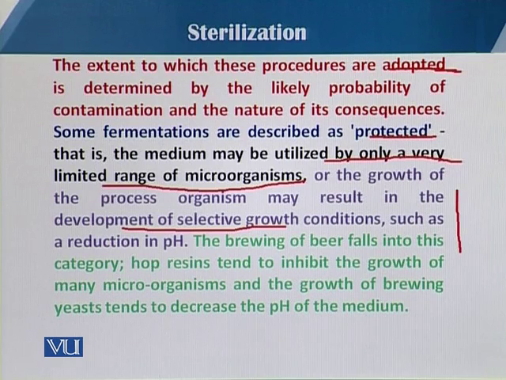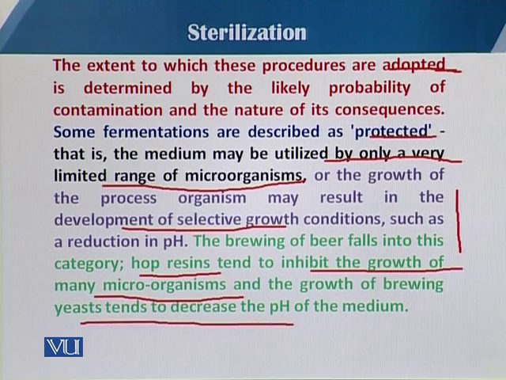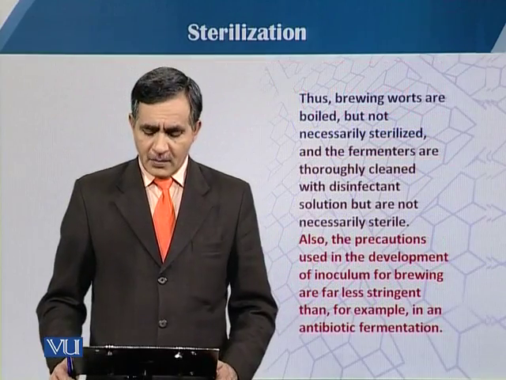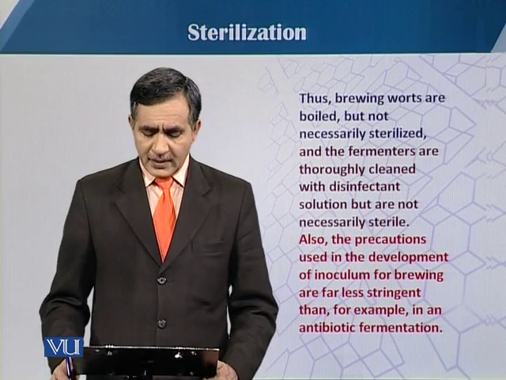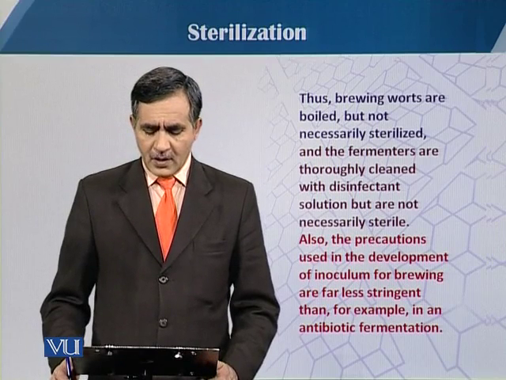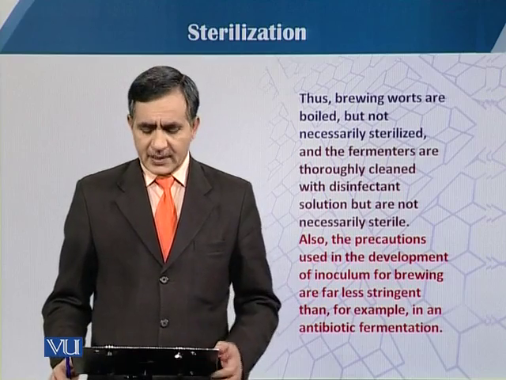Just as an example, the brewing of beer falls into this category. The hop resins tend to inhibit the growth of many microorganisms, and the growth of brewing yeast tends to decrease the pH of the medium. So this shows how a microorganism can affect the pH of the medium. Thus the brewing wort is boiled but not necessarily sterilized, and the fermenters are thoroughly cleaned with disinfectants but are not properly sterilized.